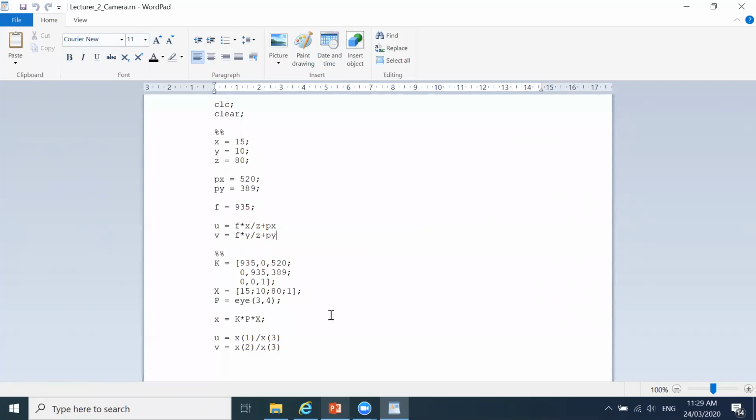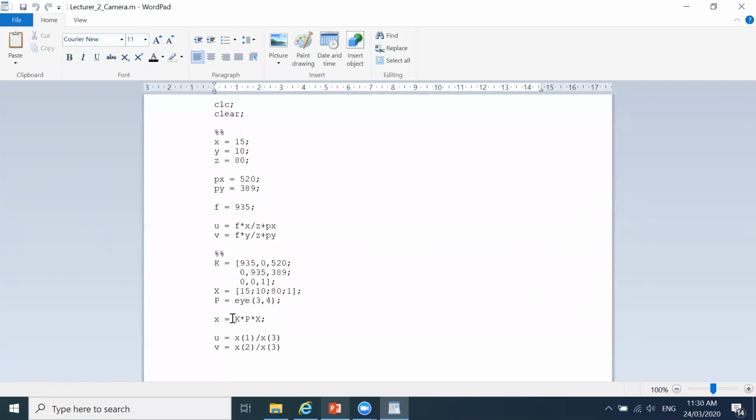And the second way is the matrix format. So first, we form the K matrix, which is the calibration matrix or intrinsic matrix. In this one, we have focal length and one on the diagonal, and on the last column is the principal point X and Y, right? And others are zero. And then the homogeneous 3D point is 15, 10, 80, and 1. That is a column vector. That's why we use comma here, right? And the P matrix is a 3x4 matrix. That is the first three is 1x1. So try that on your MATLAB, and you will find what that matrix stands for, all right?